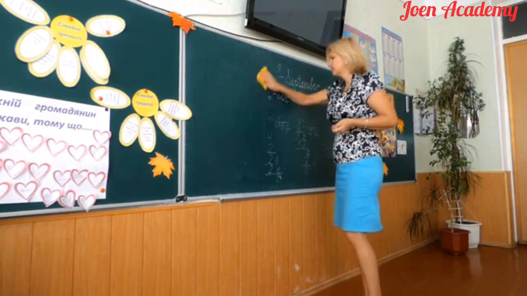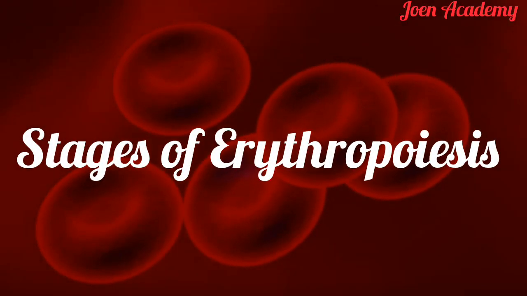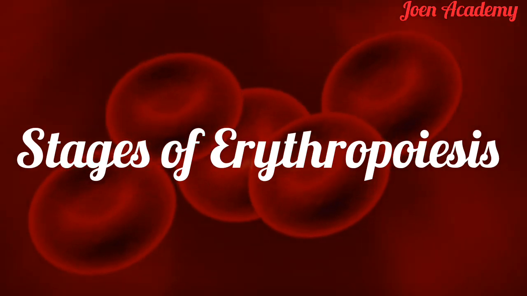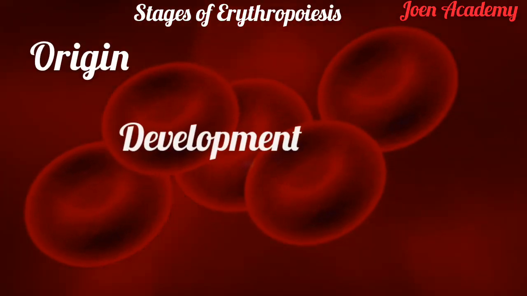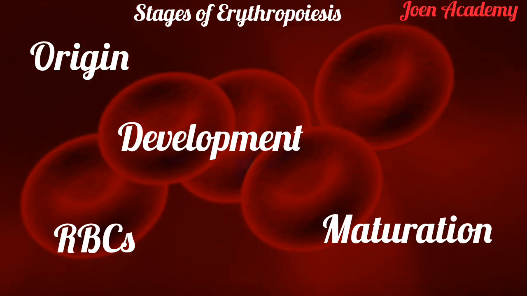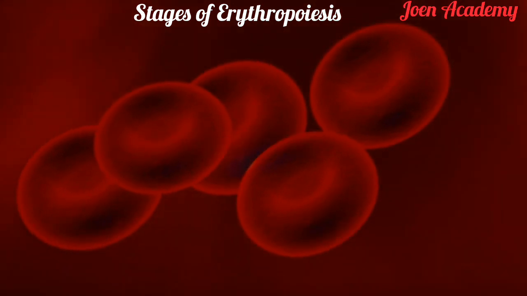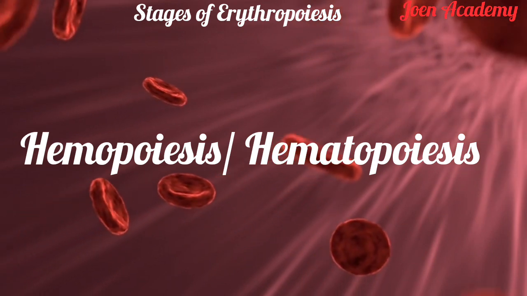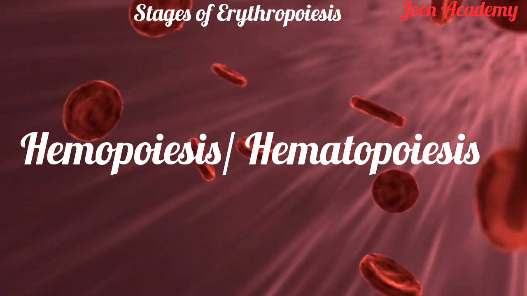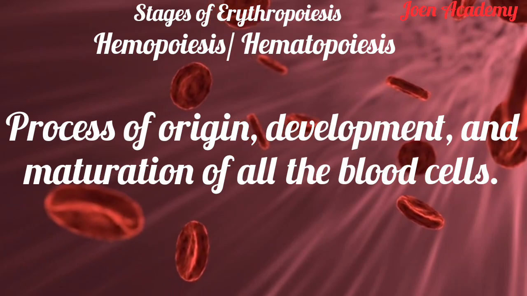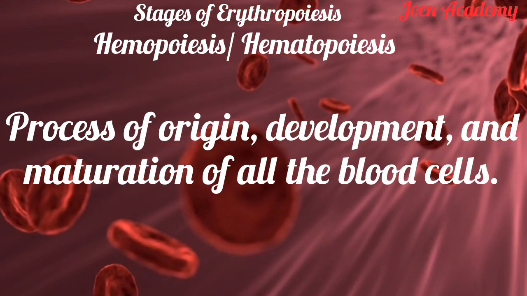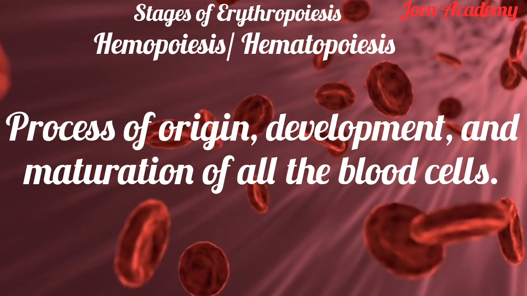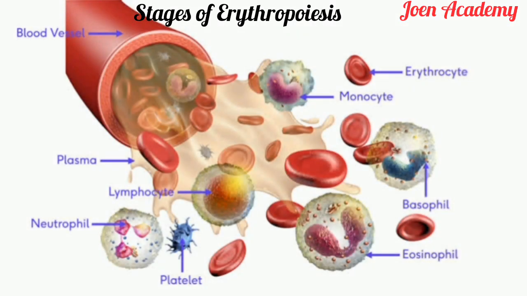In this particular video, we'll be looking at the various stages of erythropoiesis. Erythropoiesis has to do with the process of origin, development and maturation of erythrocytes, which we commonly call the red blood cells. Hemopoiesis or hematopoiesis is not the same as erythropoiesis. Hemopoiesis or hematopoiesis is the process of origin, development and maturation of all the blood cells. Remember that the blood comprises of various cells like the red blood cells, the white blood cells, and the blood platelet.